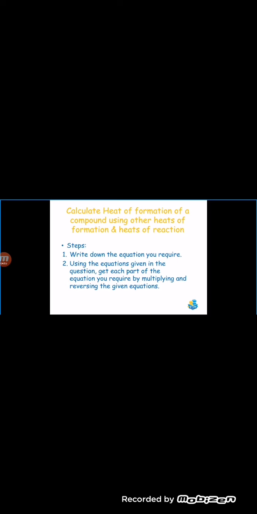We use Hess's law to often calculate the heat of formation of a compound using the heat of formation of other compounds and heats of reactions. So when using Hess's law, we have to take the following steps. You write down the equations that you require, and these are usually common sense equations that you would be easily able to understand or construct in your head. And then using the equations given in the question, or the ones that you create, you get each part of the equation you require by multiplying and reversing. That sounds a little bit complicated, but it's actually not, so we'll just do an example to explain.